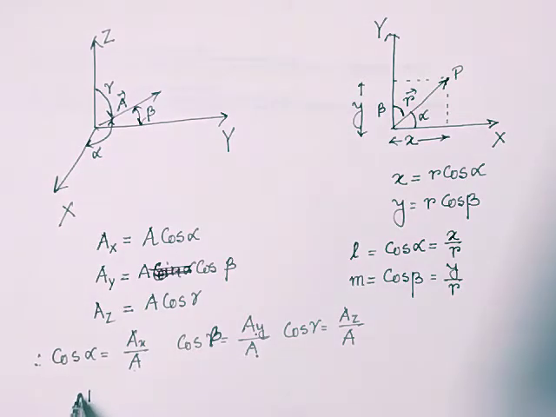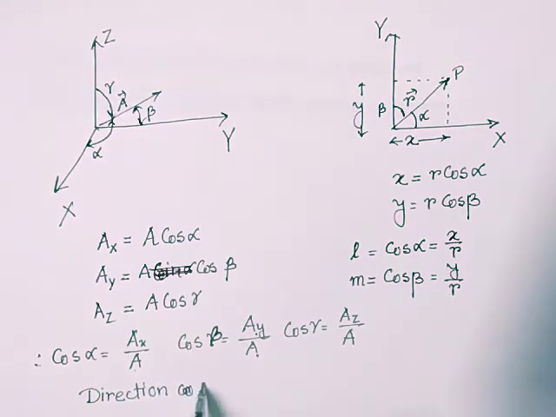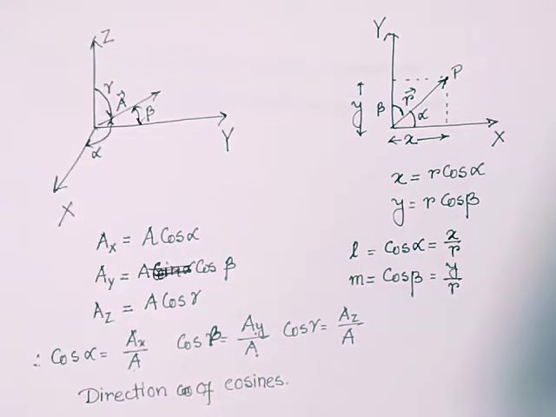These are called in one word the direction cosines, and they are denoted by L, M, and N. The direction cosines are L, M, and N.